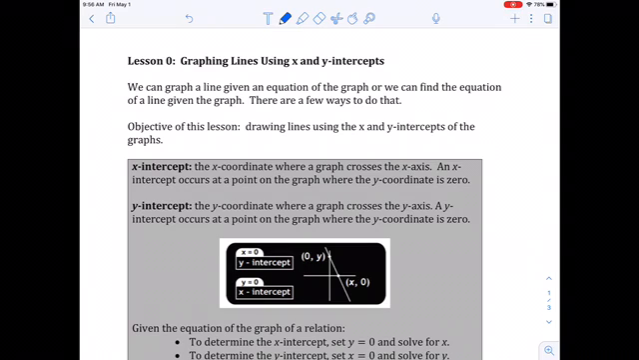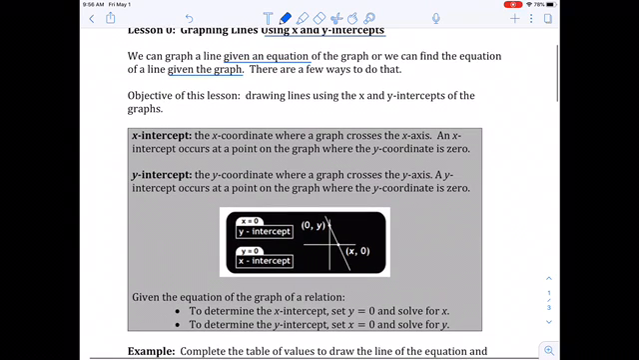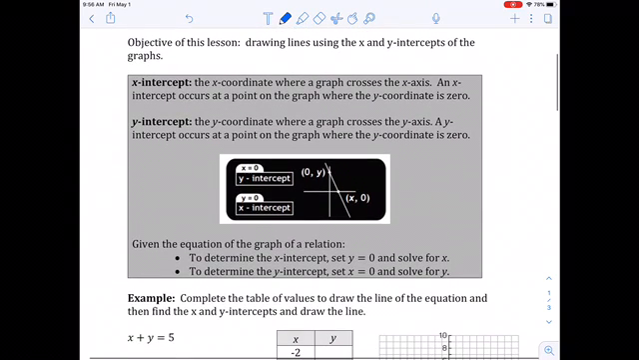I'd like to do a quick lesson on graphing lines using X and Y intercepts, with a little bit more of a focus on this lesson. We can graph a line given an equation, or we can find the equation of a line given the graph. But what we're going to focus on in this lesson is how to draw a line given an equation. We're going to look at the X and Y intercepts of graphs and how to find those.